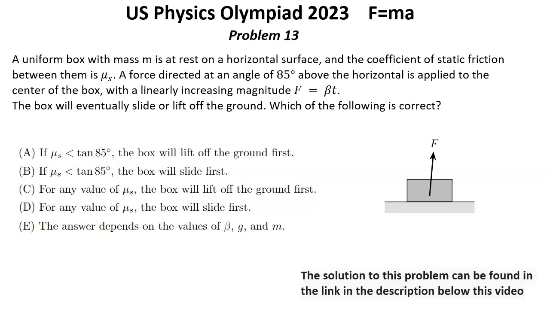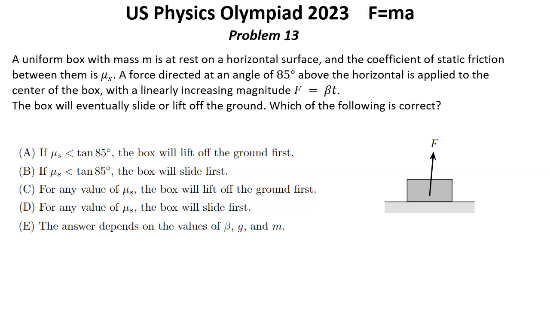Problem number 13. A uniform box with mass m is at rest on the horizontal surface and the coefficient of static friction between them is mu s. A force directed at an angle of 85 degrees above the horizontal is applied to the center of the box with a linearly increasing magnitude F equal beta t. The box will eventually slide or lift off the ground. Which of the following is correct?